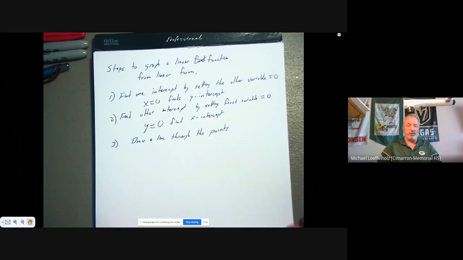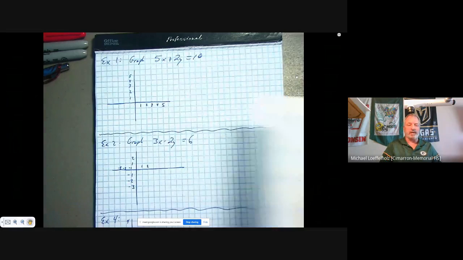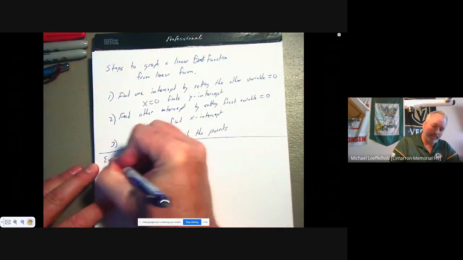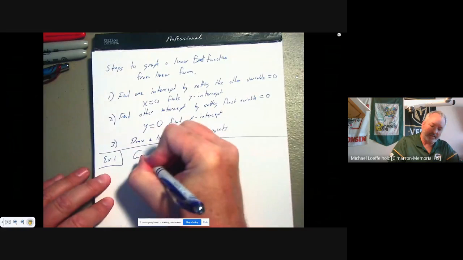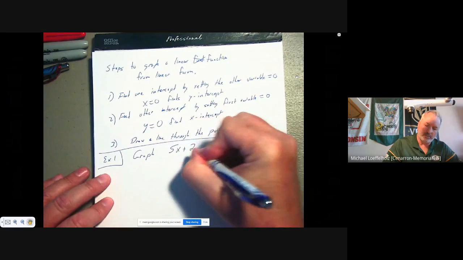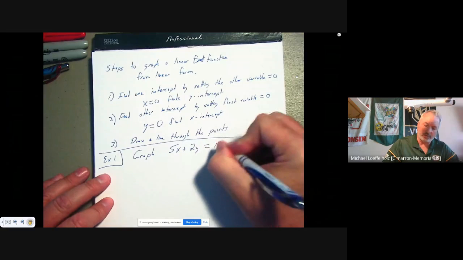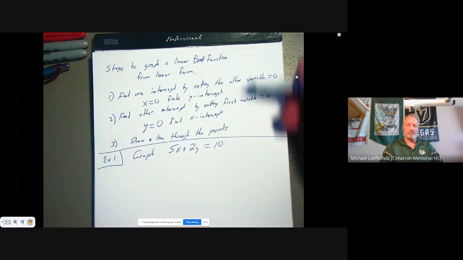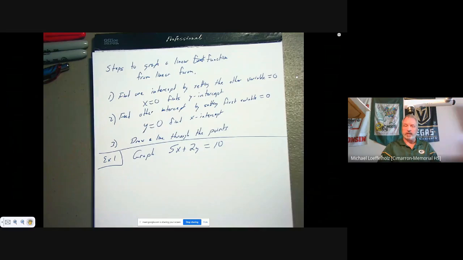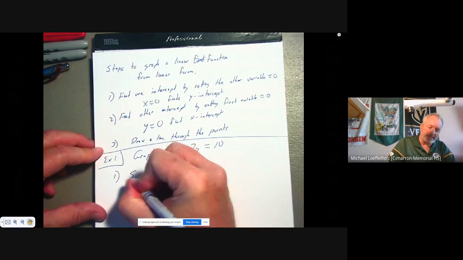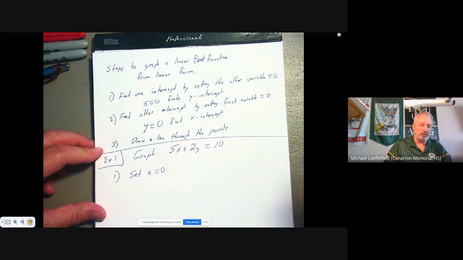I actually have graph paper here. You can see that there. Okay, so we're going to go back and forth a little bit. So our first example today, example 1, says we're going to graph the equation 5x plus 2y equals 10. Now we're just going to follow our steps. 1, 2, 3.